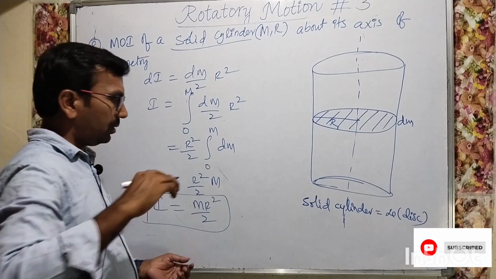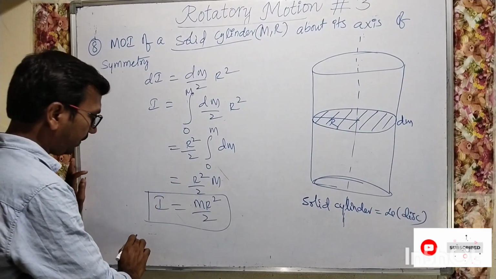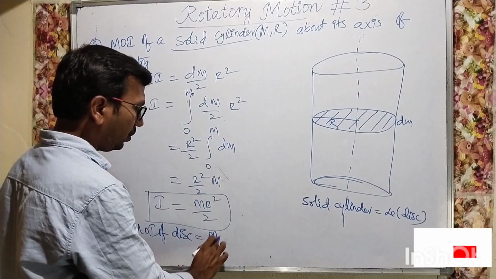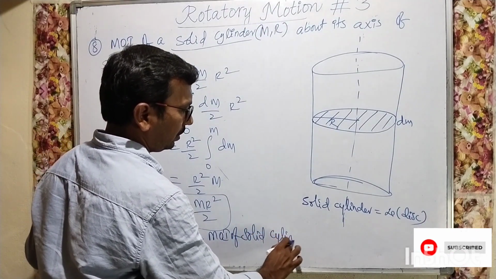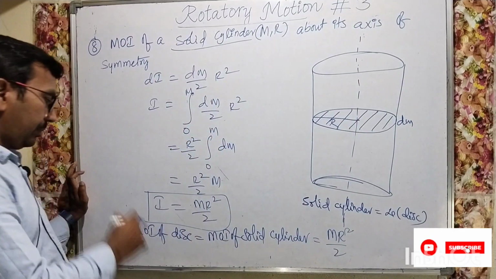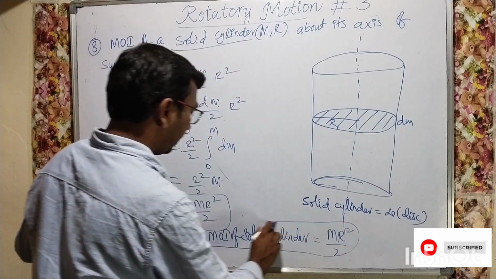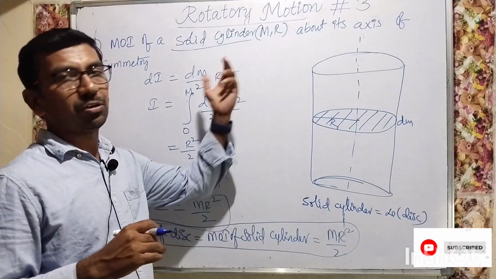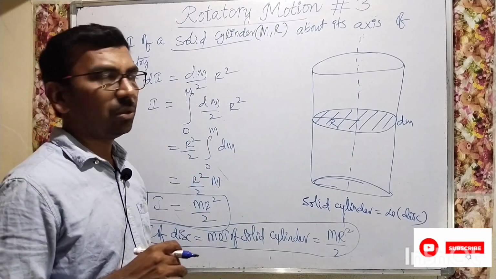So this is similar to a disk. The MOI of a disk is equal to the MOI of a solid cylinder, which is MR²/2. Both have the same moment of inertia, MR²/2. The solid sphere, hollow sphere, cone and hollow cone we can discuss tomorrow.